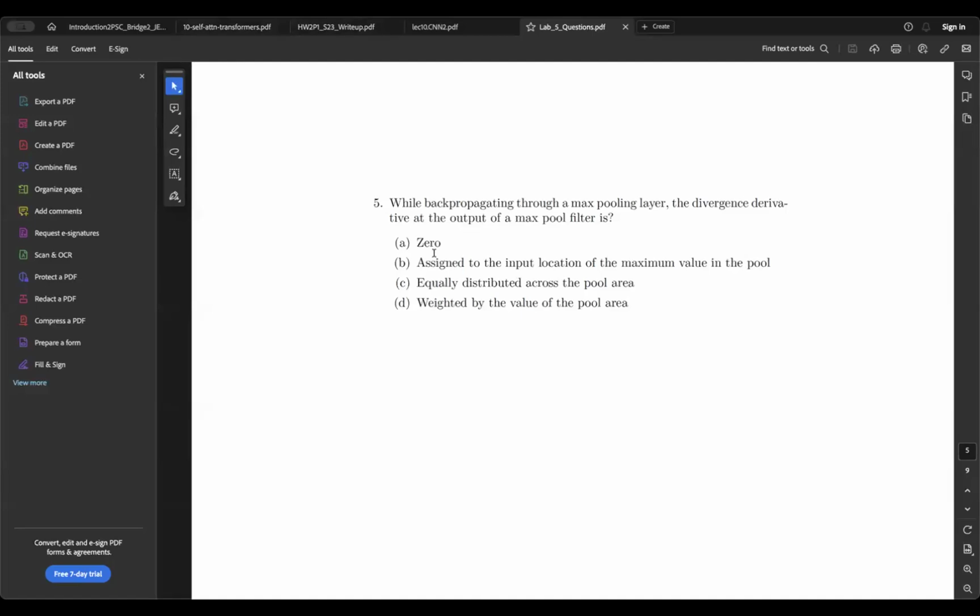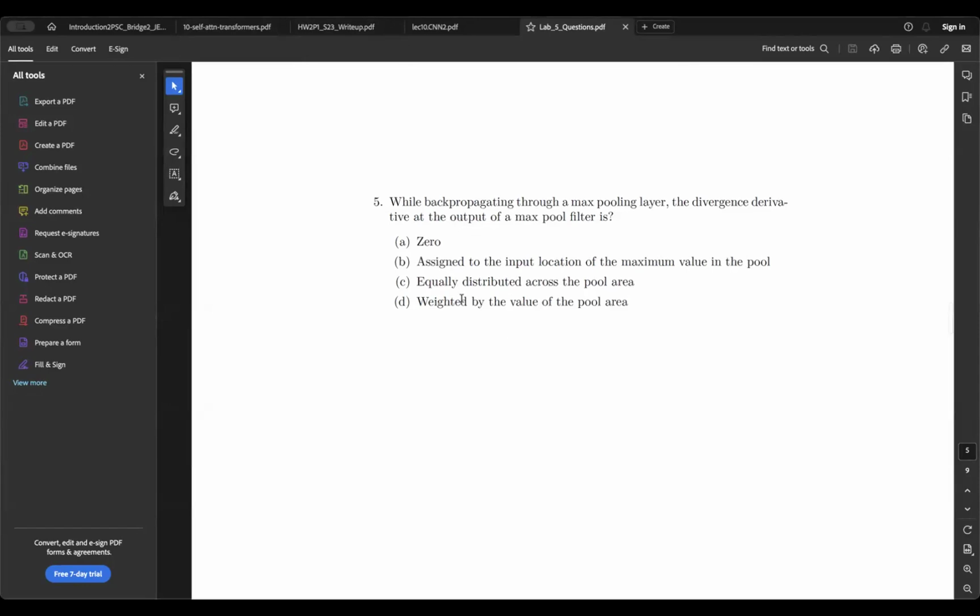So in this case, what's the likely answer? I heard B in the room. So like you've covered, this will be B. It will be assigned only to the biggest number within that region, since only that number contributes to the output. And when we are back propagating, we assign the gradients only to that number.